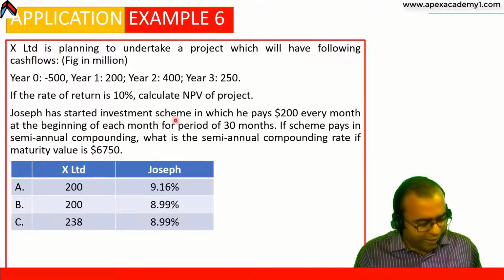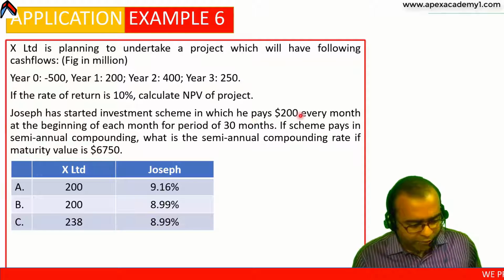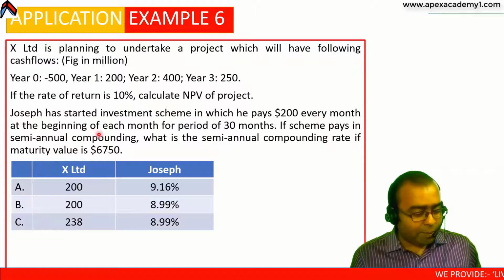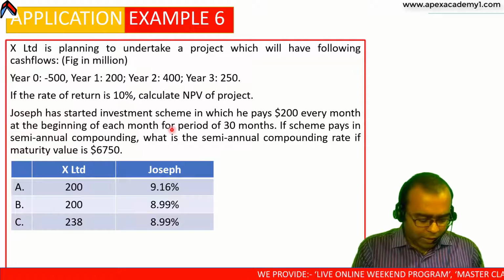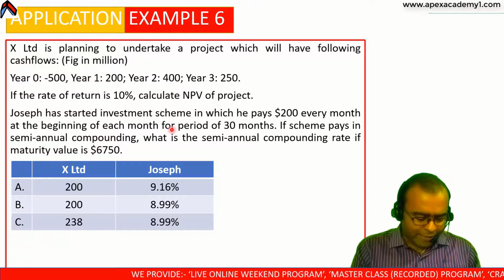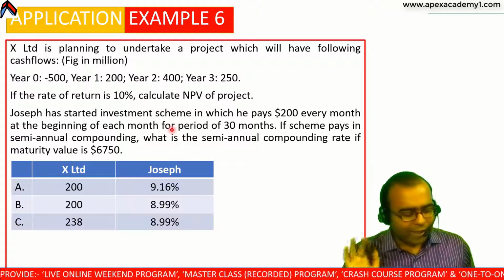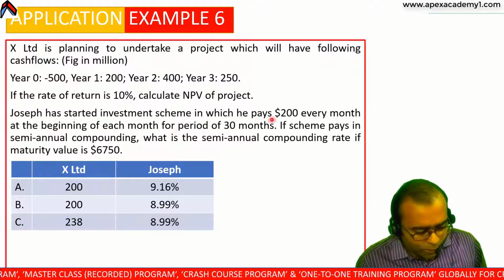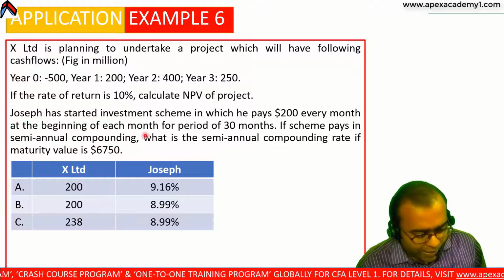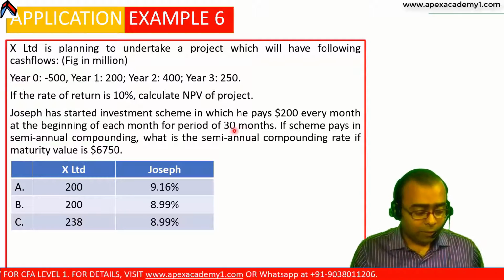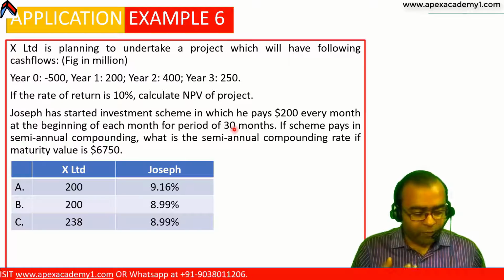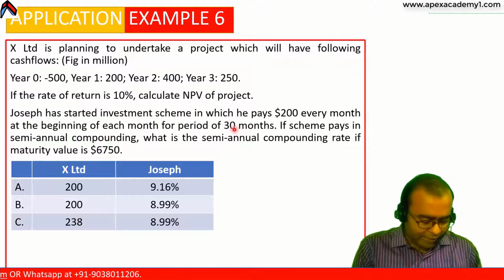So Joseph has started an investment scheme in which he will pay 200 every month at the beginning of each month. Sir, activate BGN mode first, otherwise you will forget. Second, PMT, second, enter. BGN mode is activated. 200 every month at the beginning of each month for a period of 30 months. Okay, so it has given me a lot of information. 30 is my N.